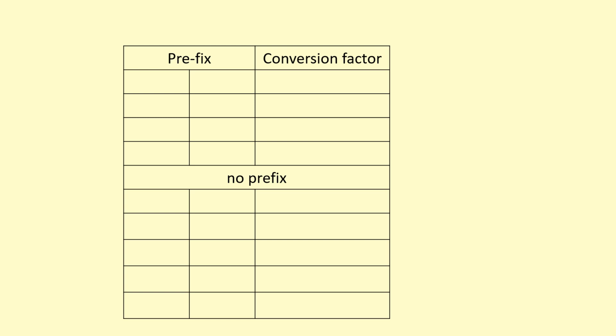We're going to look at prefixes and converting units. Most SI units have no prefixes in front of them, except kilograms for mass, which is the only one which has a prefix in front of it by default. Okay, so let's go in increasing orders of magnitude.